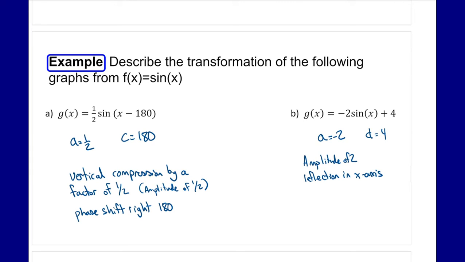The D value of 4 tells us vertical translation up 4. We could also say a midline of 4, right? So showing us that we have a new midline.